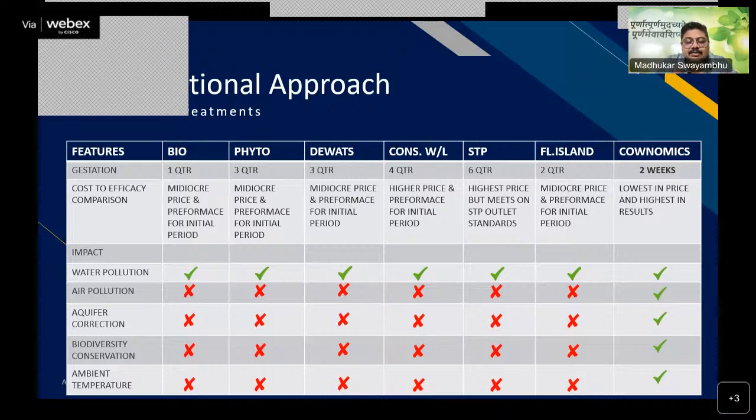So as I said in the beginning, our approach is to restore the ecosystem services, which we had categorized into 3 different categories: mitigation service, conservation service, and maintenance service. All these 3 services are restored in our treatment, whereas most water treatment technologies are only focusing on cleaning of water, which is not a restoration of natural process, right?